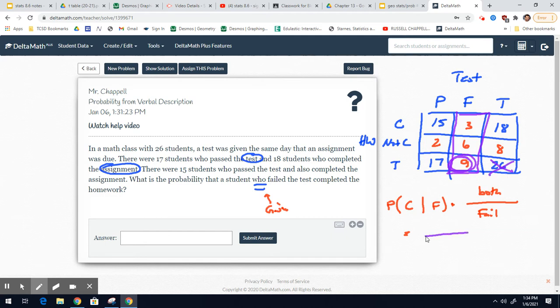This is a conditional probability question. And of these 9 people, who also completed their homework? And that was these 3. So poor people who failed the test but did the work. It happens. And we divide by 9, and this simplifies to 1/3. And that should be the answer.